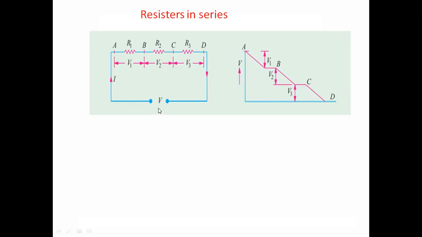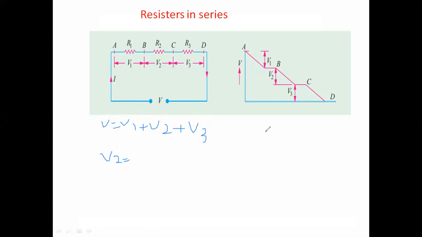Summation of these three voltages V1, V2, V3 gives the total applied voltage. So V is equal to V1 plus V2 plus V3. I want to find V2. How will I find it? V2 is the drop across resistor R2.